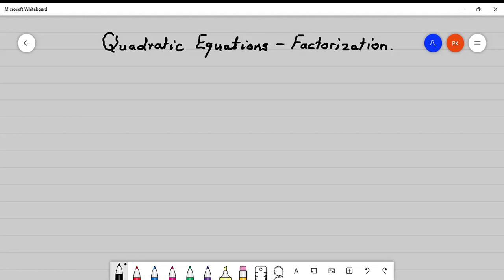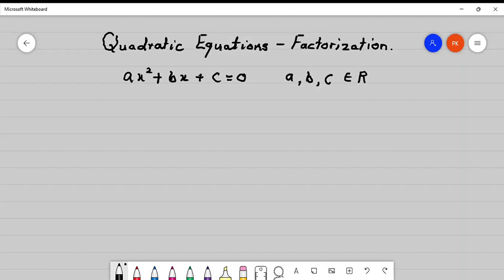Hello students, today we are going to study quadratic equations, solving quadratic equations by the method of factorization. So first of all, what are quadratic equations? Any equation that is in the form ax square plus bx plus c equal to 0, where a, b, c are any three real numbers, x is a variable. So if in an equation the highest power of the variable is 2, it is a quadratic equation.